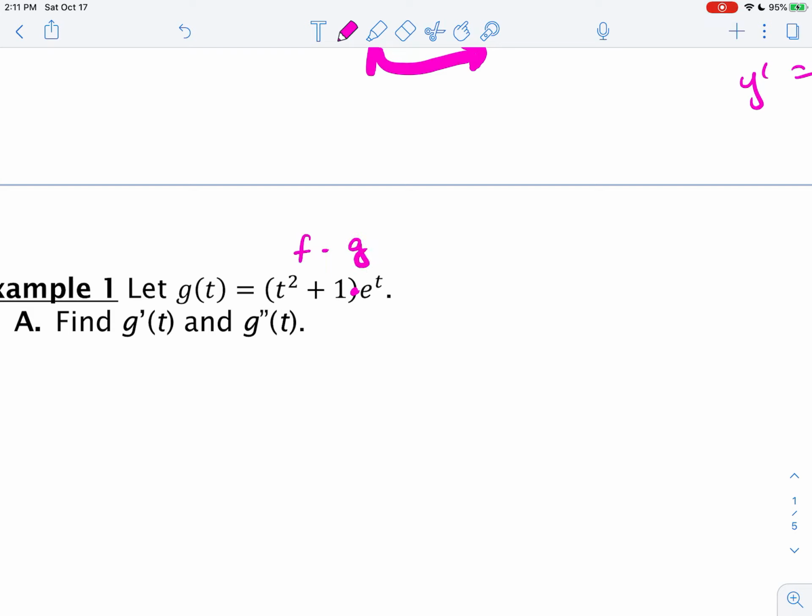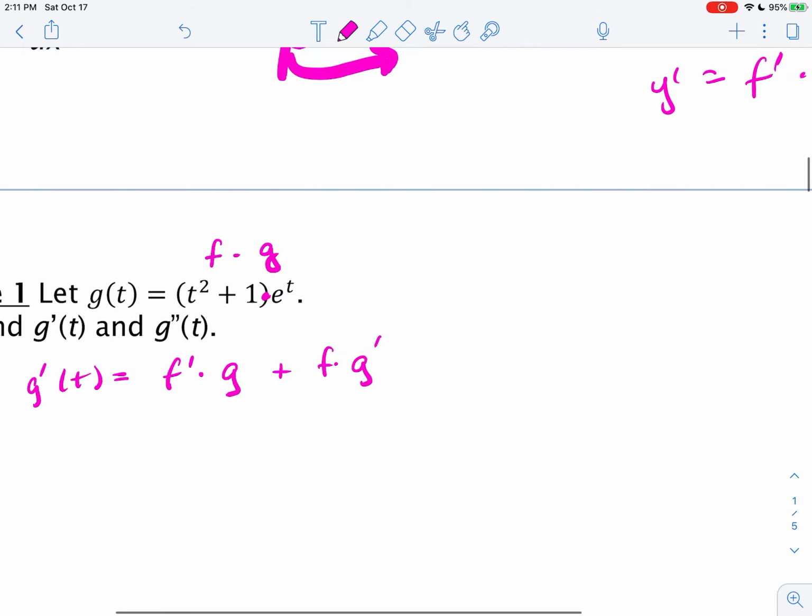And so my g prime is going to be the derivative of the first times the second plus the first times the derivative of the second. And sometimes I like to advise students who are first practicing this to maybe build a small table and then make those substitutions into that table.